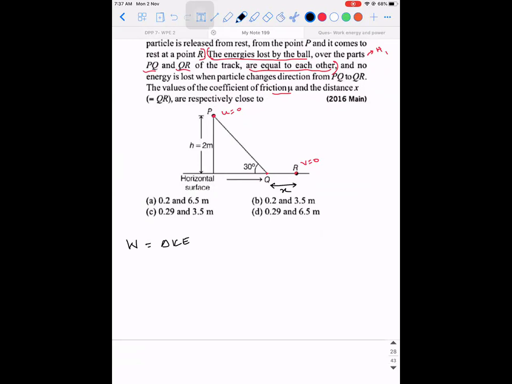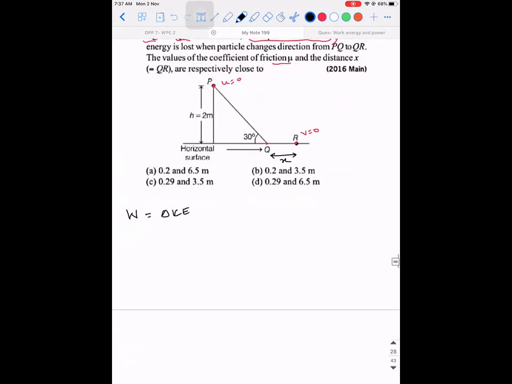Yes, sir. Work done can be positive, negative, or zero, whereas in the energy conservation theorem there is no sign convention because energy is always positive. So now comes the question.